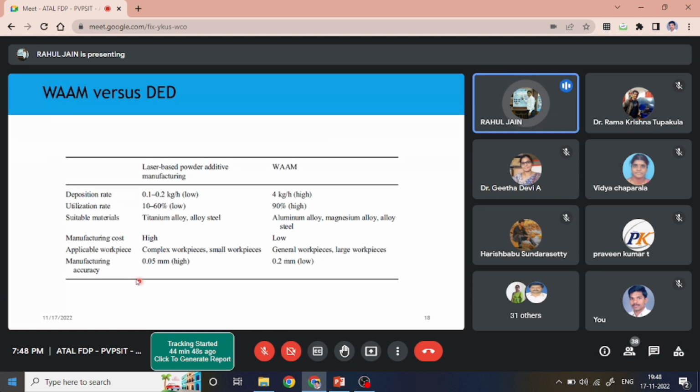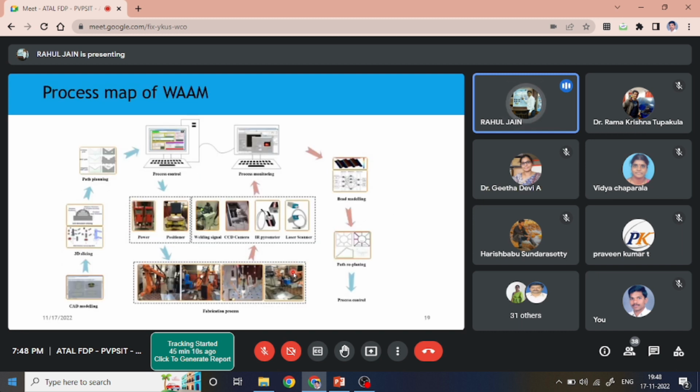Manufacturing accuracy is very high in this particular case, almost as close as 50 micron. The only problem over here is tolerance or manufacturing accuracy, because it is entirely dependent upon your wire diameter, right? The lower the wire diameter, the better resolution you will get, but in general it is as close as 200 micron, right? So what happens?